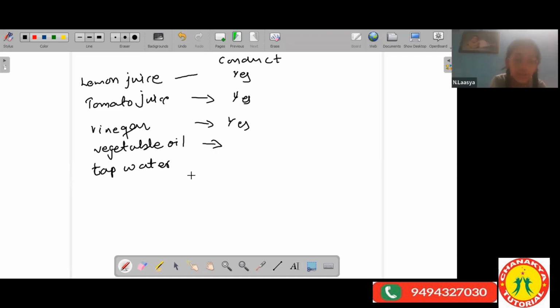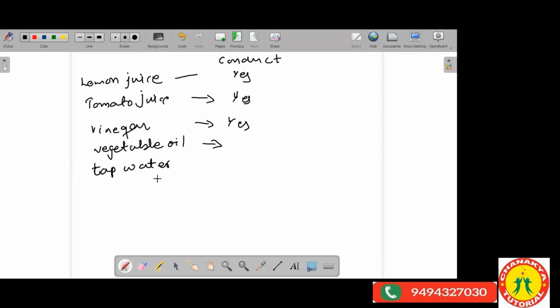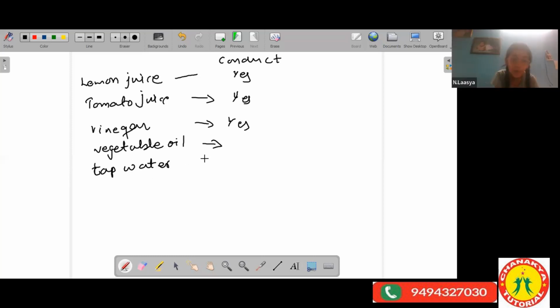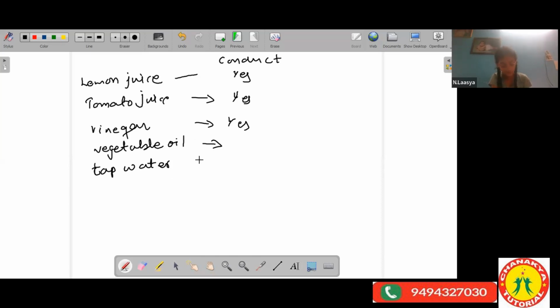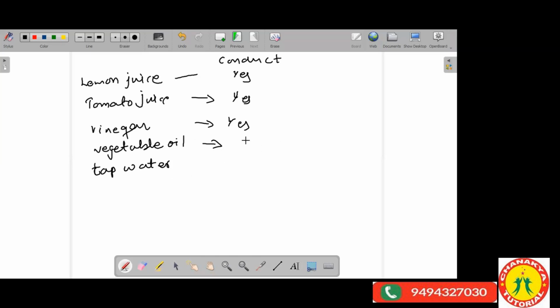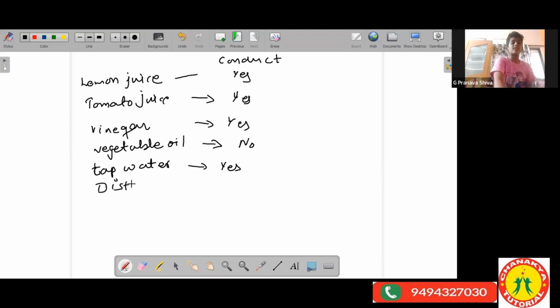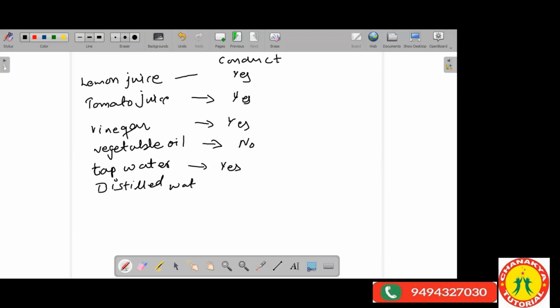Sir, what is after vegetable oil? Tap water. Tap water means the water that we obtain from our taps. Yes, sir. Okay, that's not distilled water. So vegetable oil is not a good conductor of electricity. No, it does not conduct. Tap water, yes. And what about distilled water? No, sir. Distilled water also does not conduct electricity.